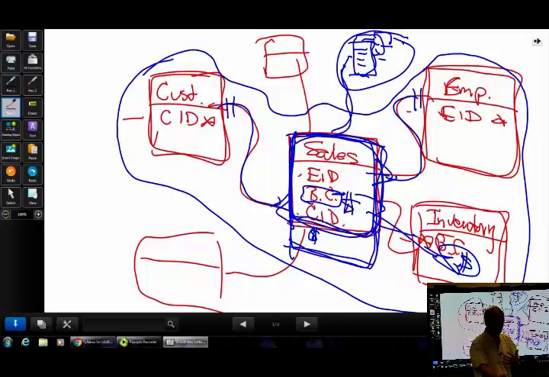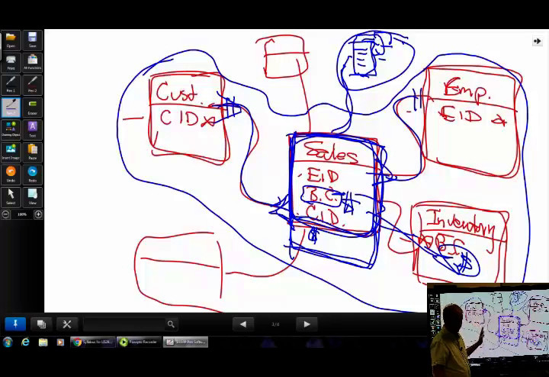How far do we normalize the data? Do we have to denormalize any of the data? What do the relationships look like? Are there any many-to-many relationships that need to be broken down? You'll find that out when you start laying out your ERDs. If you see a crow's foot on one side and a crow's foot on the other side, you've got to break that apart.